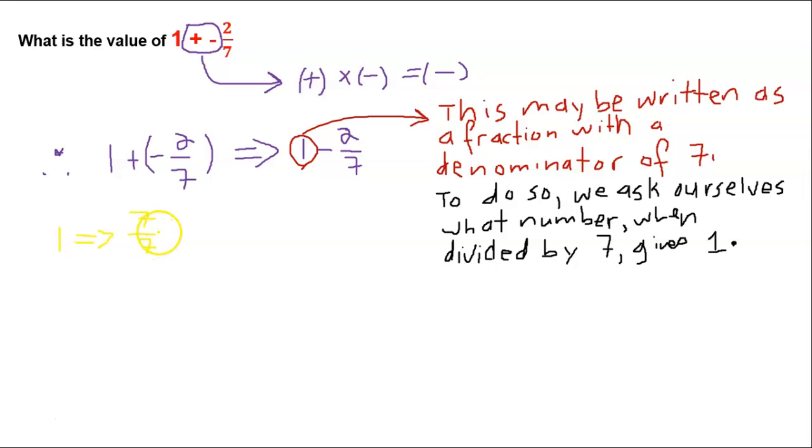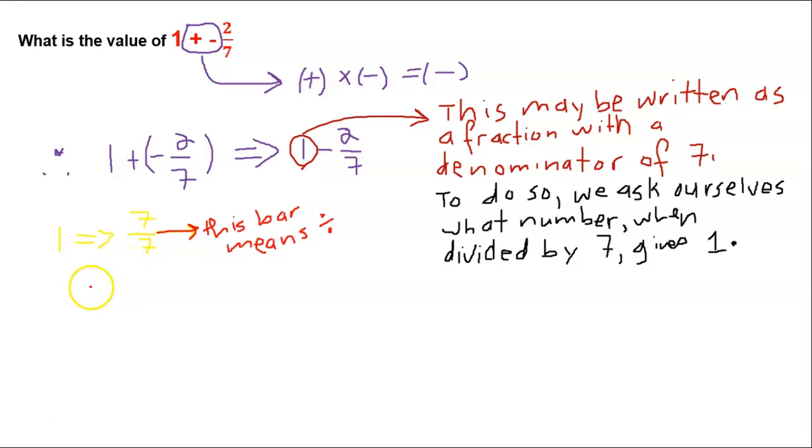This bar here means divided by. Okay, this bar here means divided by. So 7 over 7 is the same as 7 divided by 7, which is the same as 1.